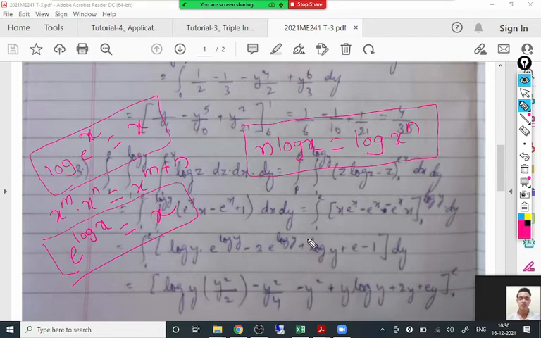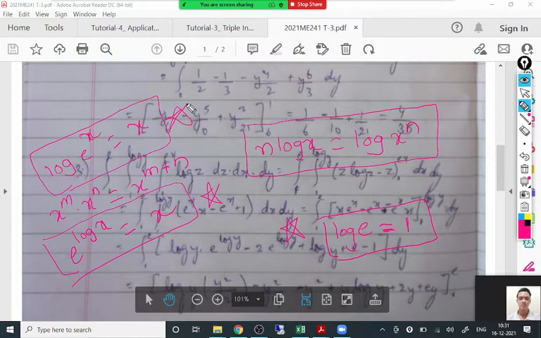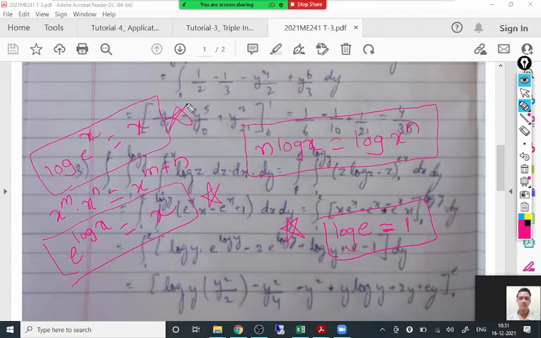See, e raised to log x is x only, because the value of log e. What is the log e? Log e, yes. So 1. So this you may require. Okay, so these basics that you learned in your school days are required here. So few properties like e raised to log x is x, log of e raised to x is x, log e is 1, log of x raised to n is n log x. So that's it. If you are good in these properties, yeah, you can solve this example.